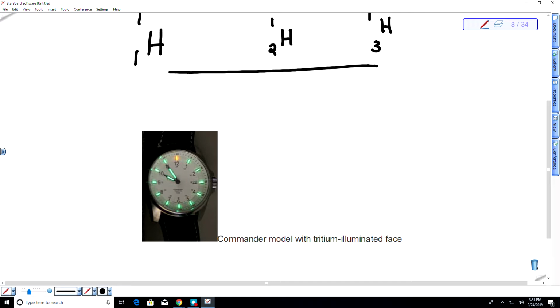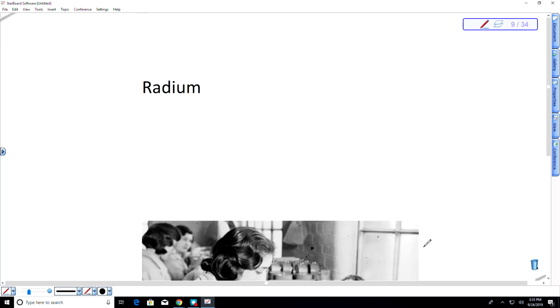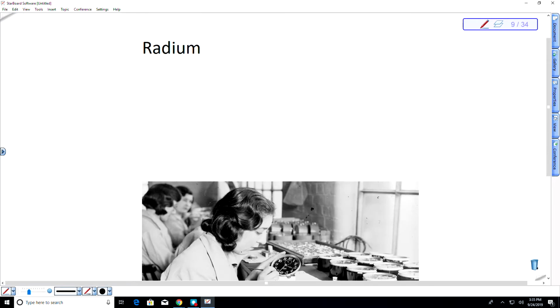So remember, sometimes isotopes are not stable. And over time, this has a lifespan of like 12 years or something like that. And so over time, the watch will lose its ability to glow. So there is a famous historical use of a radioactive ion for the exact same purpose. And this is radium. So this is not necessarily an isotope, but radium itself is radioactive.